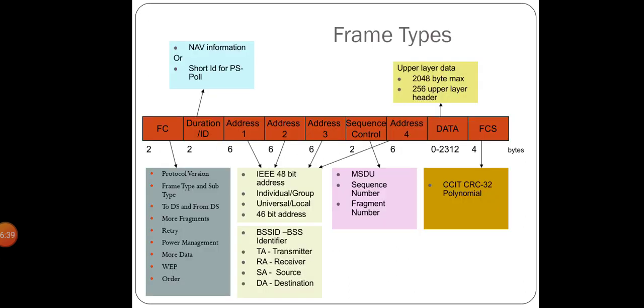And this is the frame times. NAV information or short ID for PS poll. This is the upper layer data, 2048 byte maximum, and then 256 upper layer header for the data, and FC which has 2, duration ID 2, and then address 1 6 bytes, address 2 6 bytes, address 3 6 bytes, sequence control, address 4, data, and then FCS.